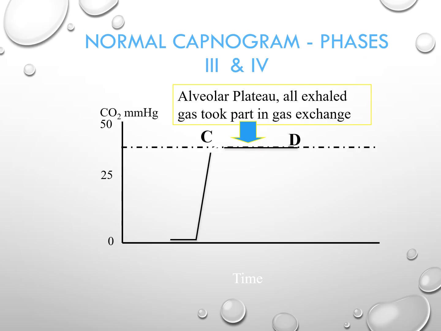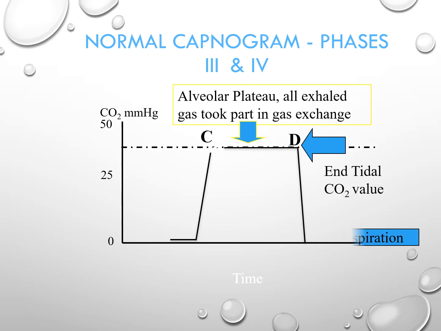Between C and D, you now see what's called the alveolar plateau. Now you're seeing the end tidal CO2 measured from the gas coming from the alveoli that's participating in gas exchange. It's your highest reading. That would be the number that most accurately correlates to the CO2 you'd get on a blood gas, the PaCO2.